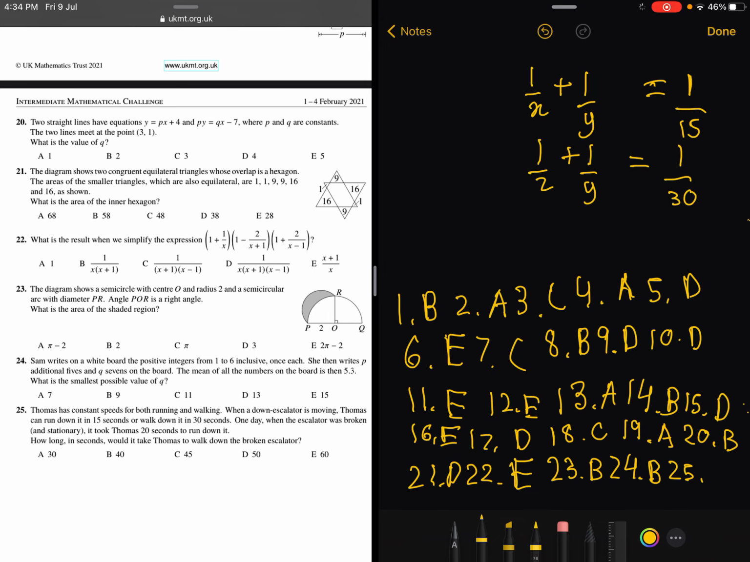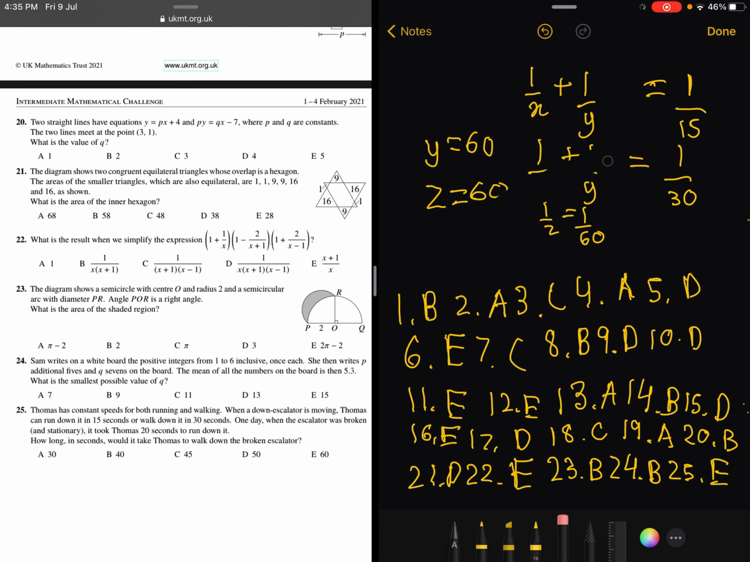And we know 1 over x is 1 over 20. So 1 over 20 plus 1 over y equals 1 over 15. So y is equal to 60. So you got 1 over z plus 1 over y is equal to 1 over 30. So 1 over z equals 1 over 60. z is also equal to 60. So on a broken escalator by himself, it would take Thomas 60 seconds to walk down. So 25 is E.